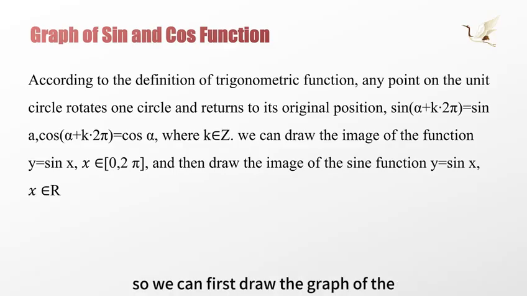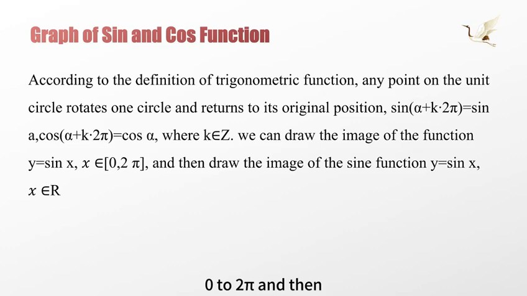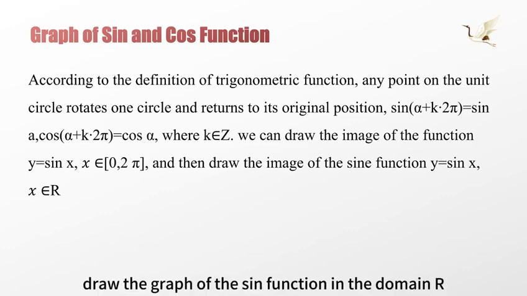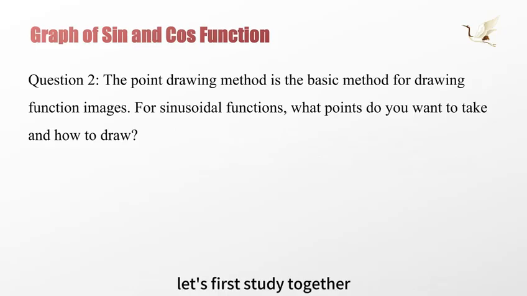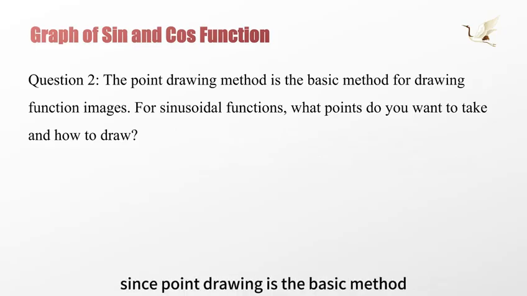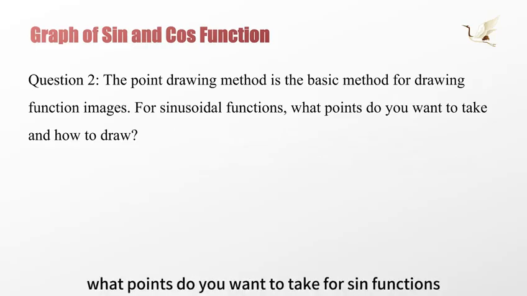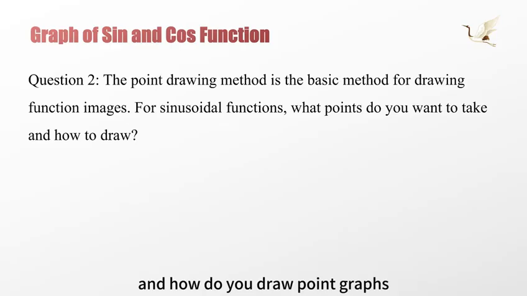So we can first draw the graph of the sine function in the closed interval [0, 2π], and then draw the graph of the sine function in the domain R. So now let's first study together how to draw a graph of a sine function. Since point drawing is the basic method for drawing function graphs, what points do you want to take for sine functions and how do you draw point graphs?